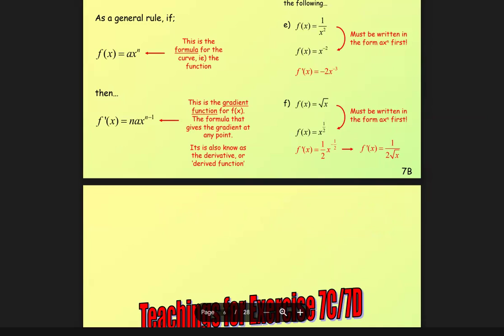So if they ask to differentiate y equals 1 over x to the power of 4, this might be tricky, but just write it differently. It's going to be what? y equals x to the power of minus 4. Now differentiate this one. That gives you minus 4 x to the power of minus 4 minus 1. So that gives you minus 4 x to the power of minus 5.